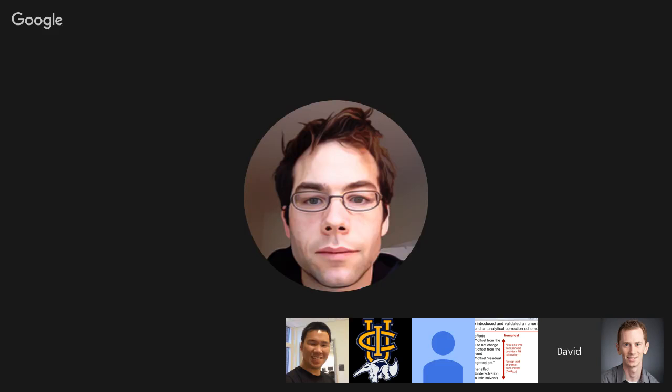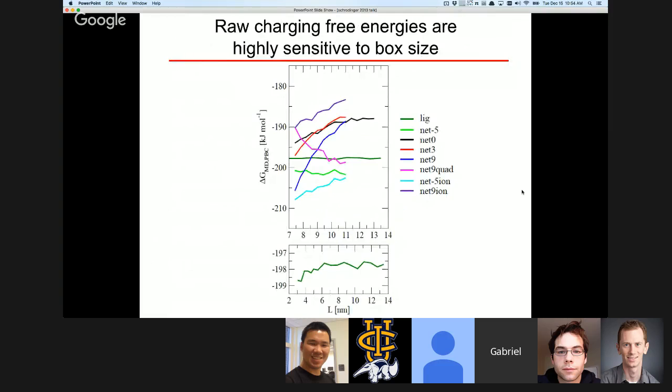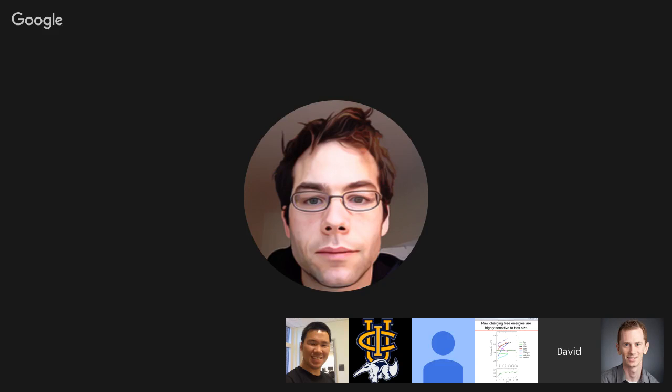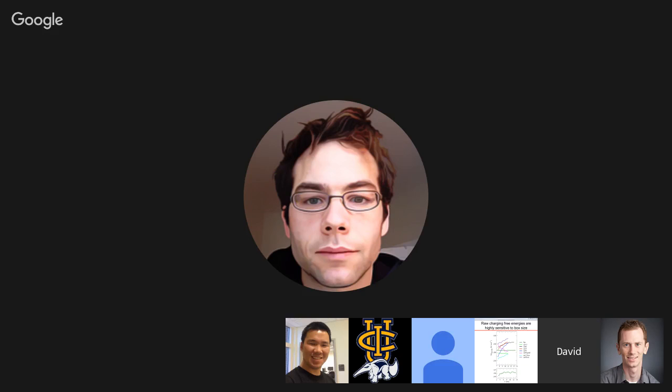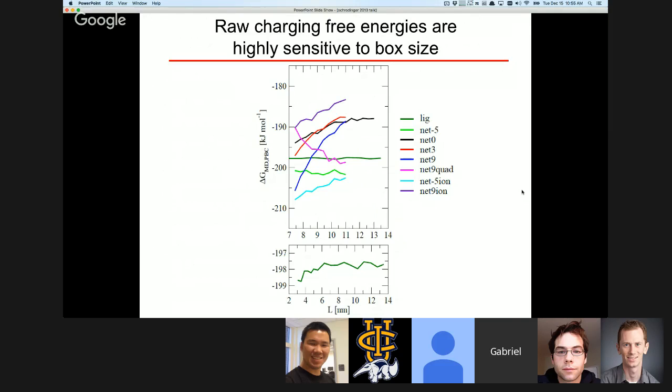Could you just go back to your slide with the size variation graphs? Yeah. Okay. So I'm wondering, the system was set up to really manifest these effects with a plus and minus 80, right? Well, the plus and minus 80 is only present in the net 9 quad line, the pink line. Oh, it's only... All the others are just generic protein force field.